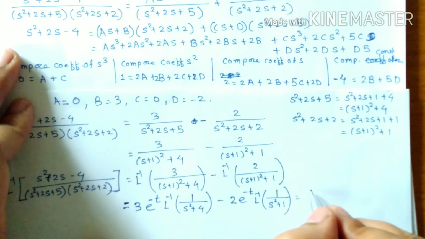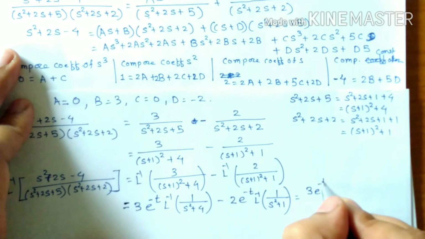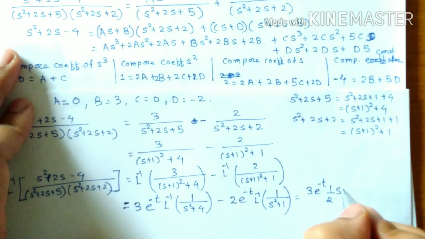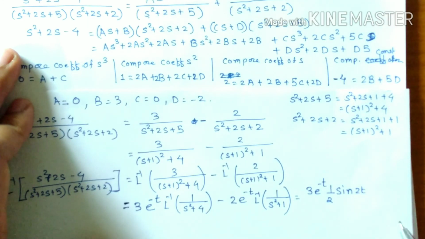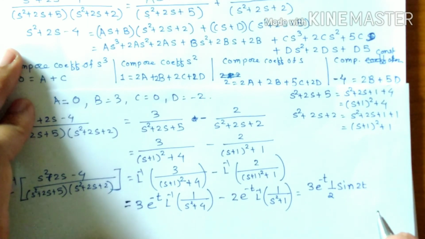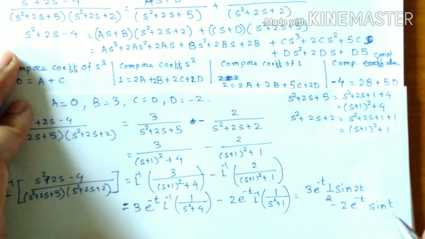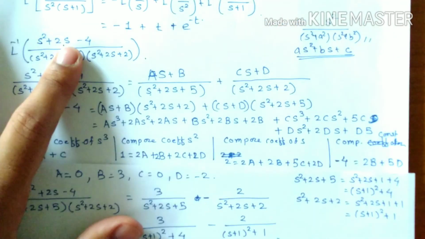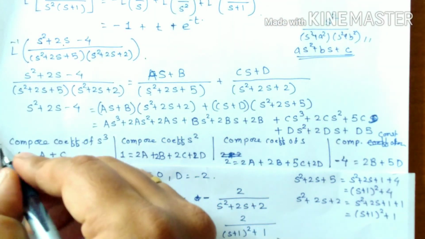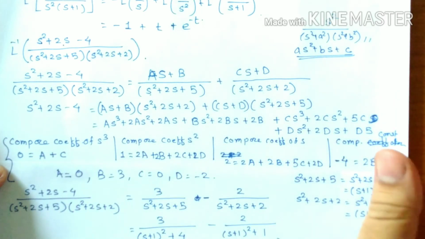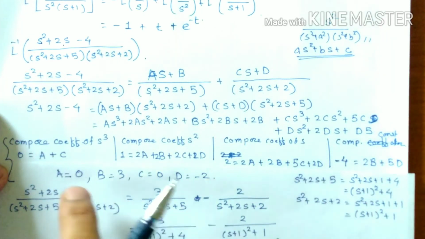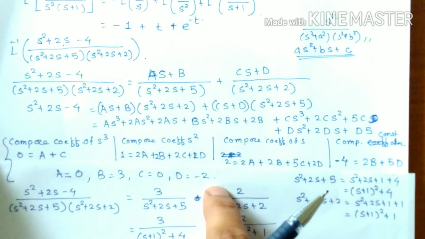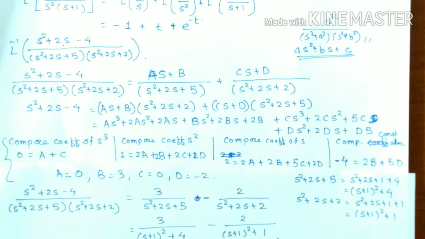So this is equals to 3 into e raised to minus t into 1 by 2 sine 2t, minus 2 into e raised to minus t into sine t. So this is our answer. I have just left this particular part on you for getting the coefficient values, that is getting the partial fraction for this particular example. Okay, thank you everyone.